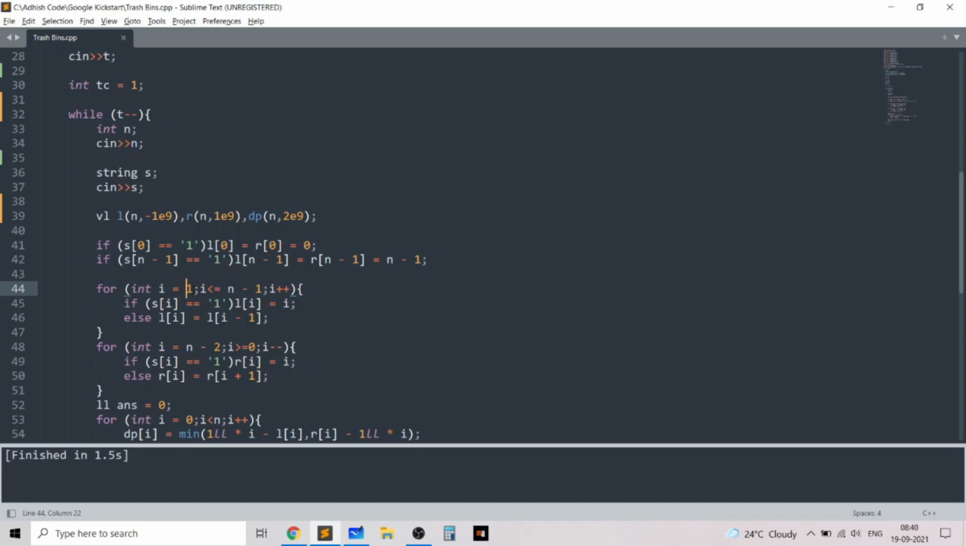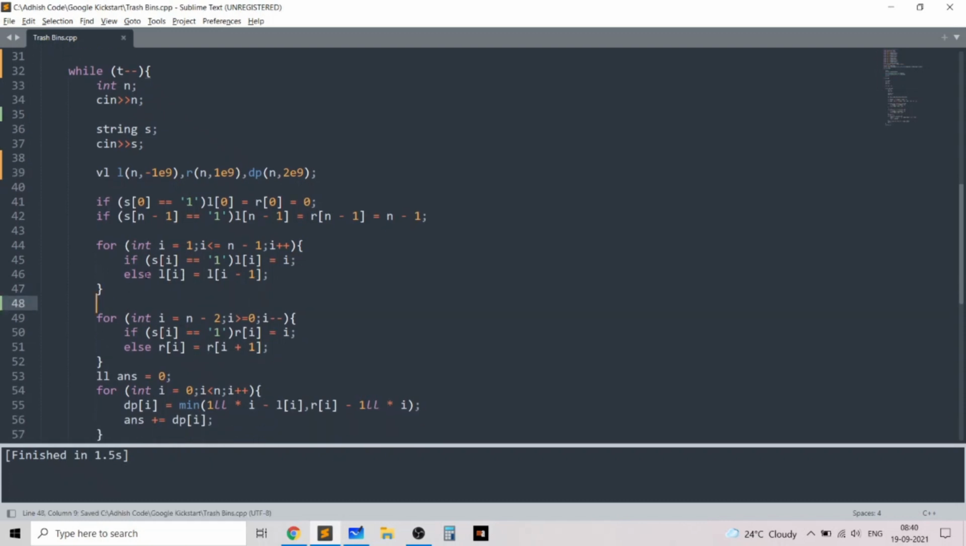Then for each value of I going from 1 to n minus 1, I choose 1 because L of I minus 1 won't be defined if it's 0. So L of minus 1 is not defined. Also, initially all the values of L are minus infinity, all the values of R are plus infinity, and all the values of dp are a big number, 2 into infinity. The reason why we chose this is because if there is no trash bin to the left of any particular index, then we know that we can't go any further to the left. That's why we set a large negative number. And similarly, if there's no trash bin to the right, we set it to a large positive number.